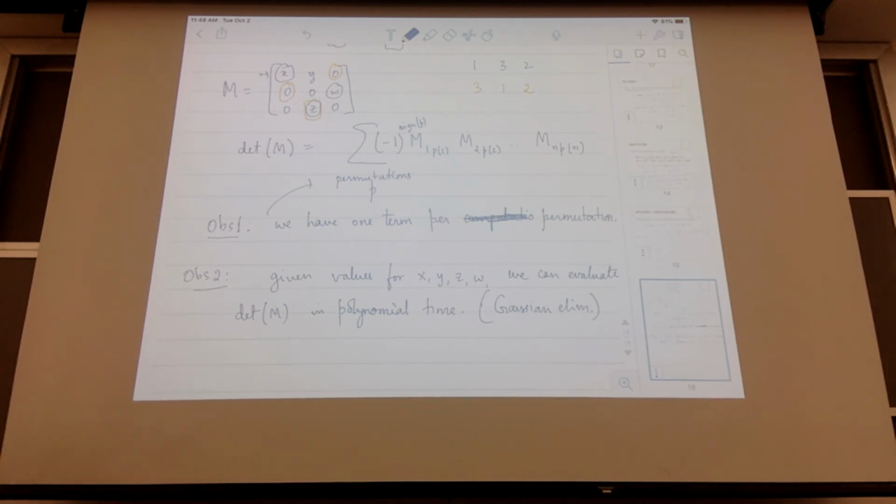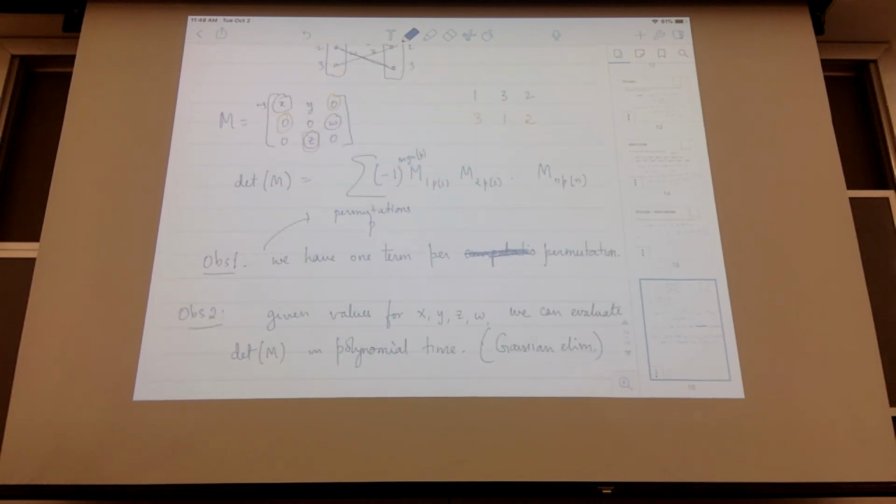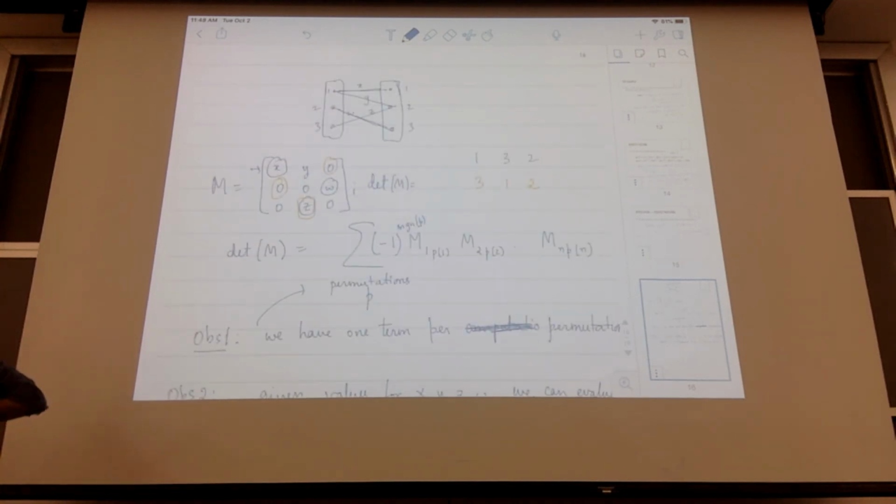So if I had a matrix M like this, what would be the determinant of this M? In this very simple example, I told you I have to sum over all the 6 permutations here, right? So you can try to see what happens for each one. What if I pick 1, 2, 3? I'll get an x, I'll get a 0, and I'll get a 0. Product of those is 0.